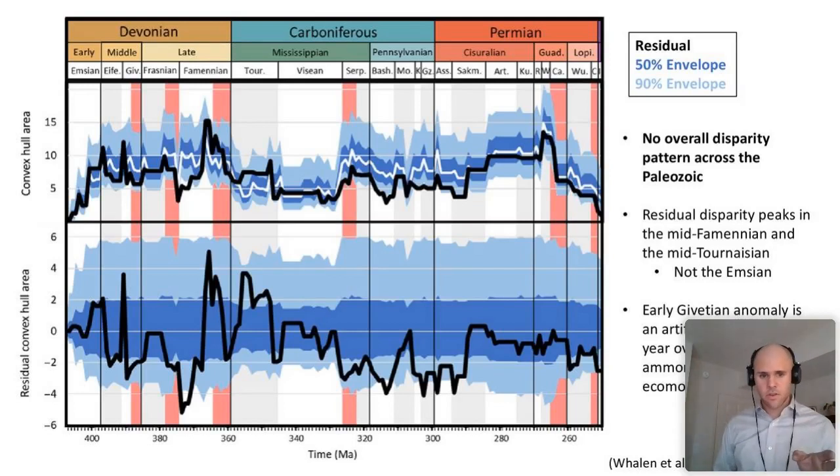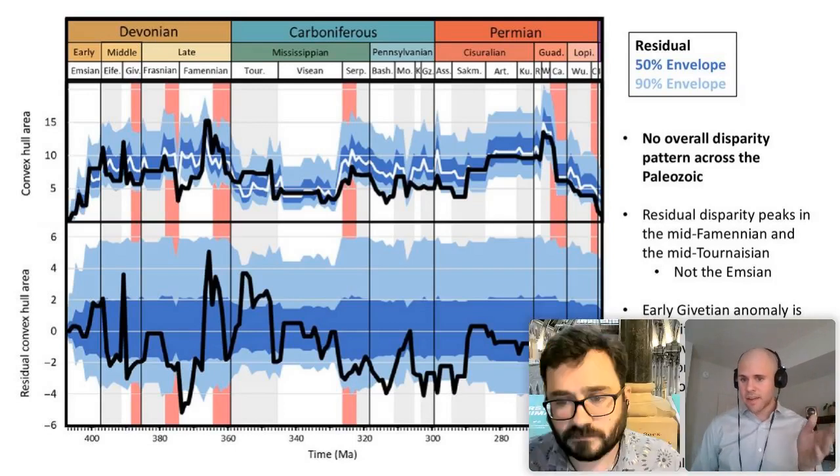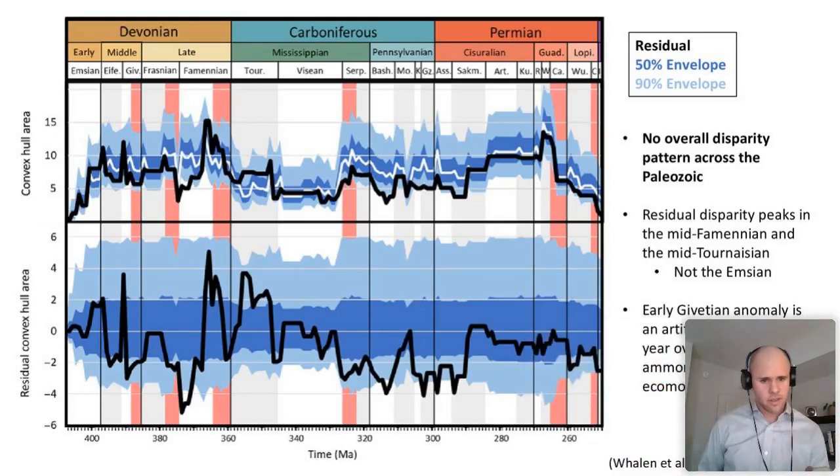In the strictest sense, you could say, for an early burst, we want to see during radiation disparity exceed the 90%, or residual disparity exceed the 90% envelope here. And at a simple glance, you can see that that never happens at any point along this curve. Very rarely, in fact, does disparity exceed the 50% null envelope. So even if you want to take a somewhat more generous, less strict interpretation for what we should see in an early burst, you're still not seeing them.